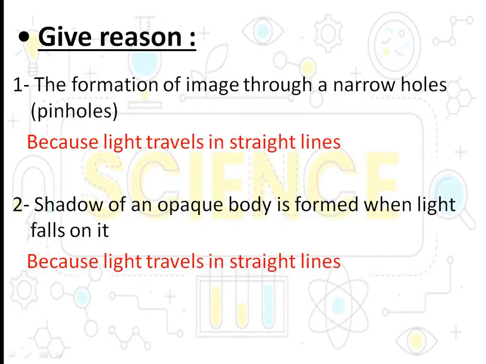Give reason. Number 1, the formation of an image through a narrow hole. Why is an image formed through a narrow hole? As we explained, because light travels in straight lines. Number 2, a shadow of an opaque object is formed when light falls on it, because light travels in straight lines.